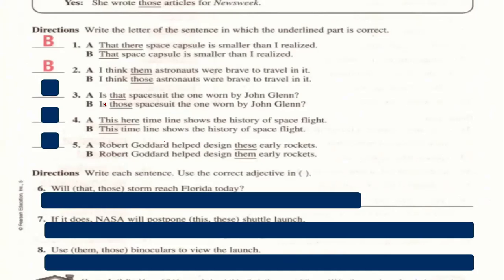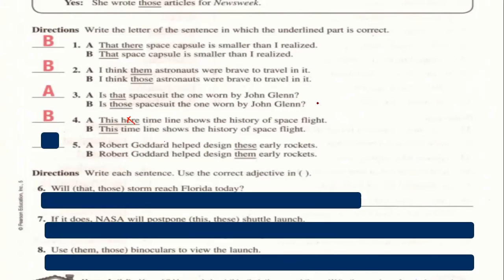A. Yes, okay. Tell me number four, which one? A or B is the correct one? Last one: the correct one, is it A or B? If you read just three words from each sentence, you'll know. B. That's a B because I don't use here after this or that. I don't use here.